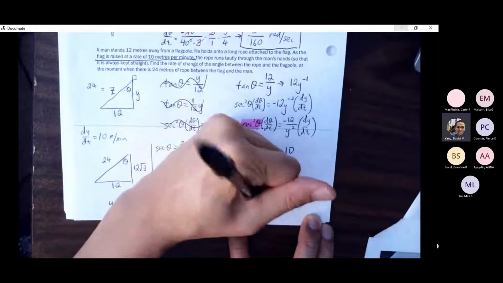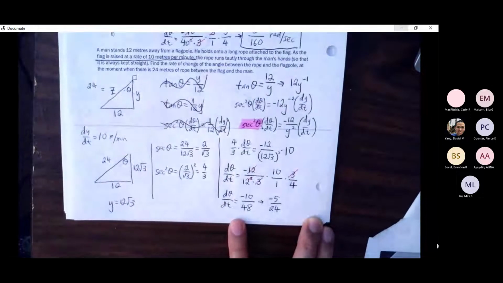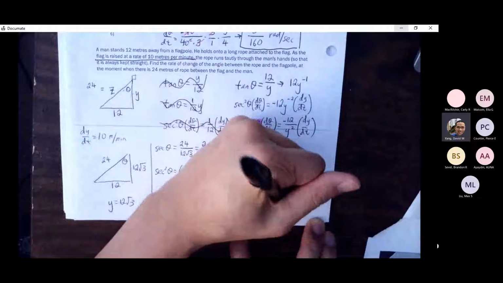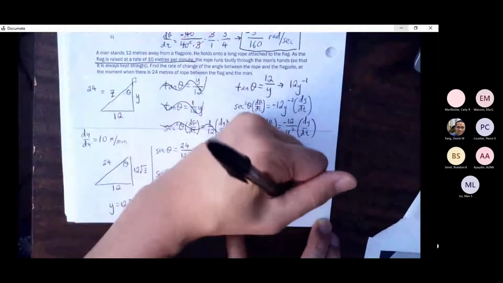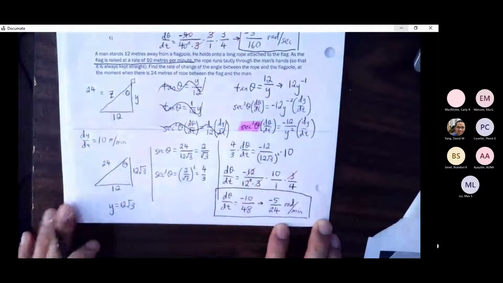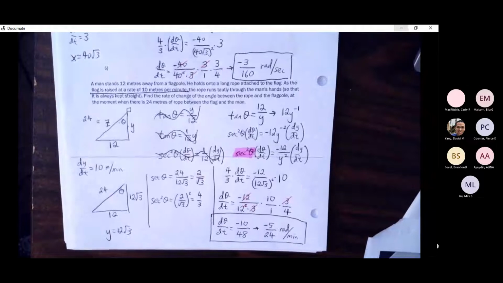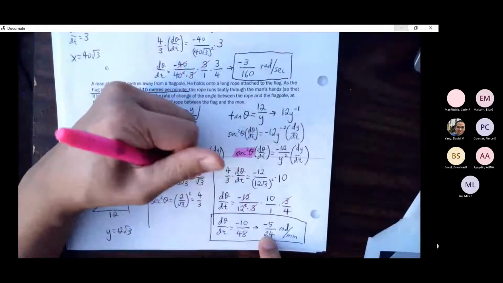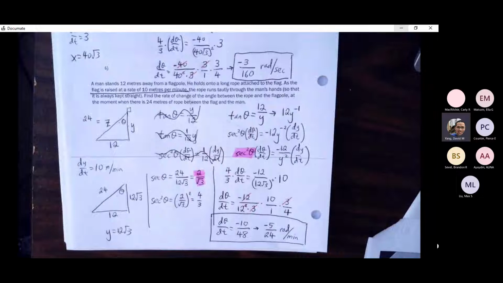That can reduce a little bit more. I can make it negative 5 over 24. Okay, and my units is radians per minute. Radians always for theta, and then time in this case is per minute. Okay, any questions?